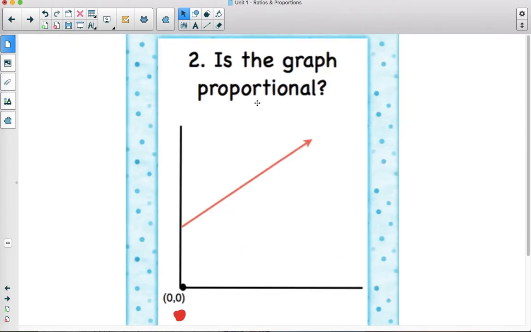So number 2, I want you to look at number 2. Oh, sorry, there's a dot here. I want you to take some time and look at this and decide if you think it would be proportional or not proportional.